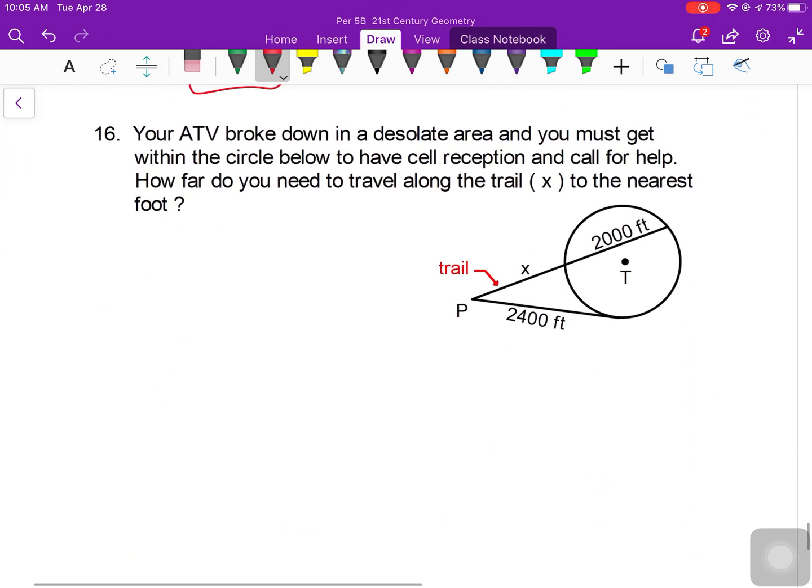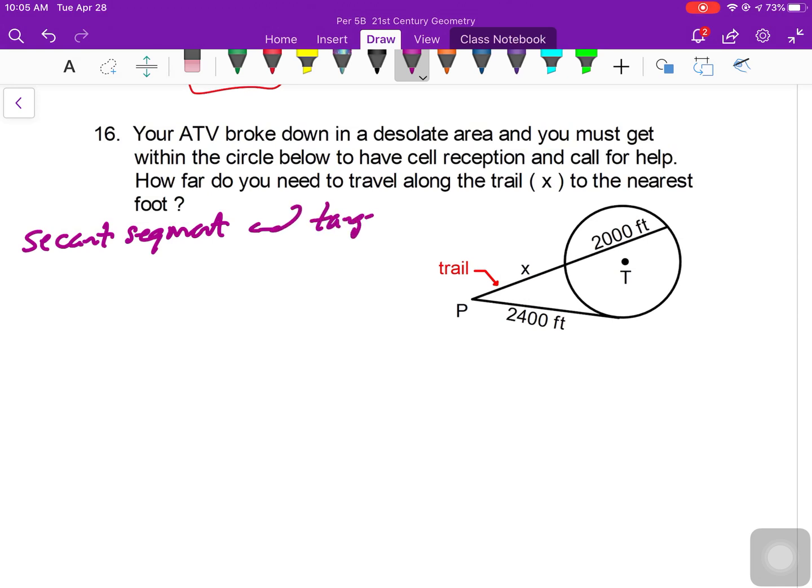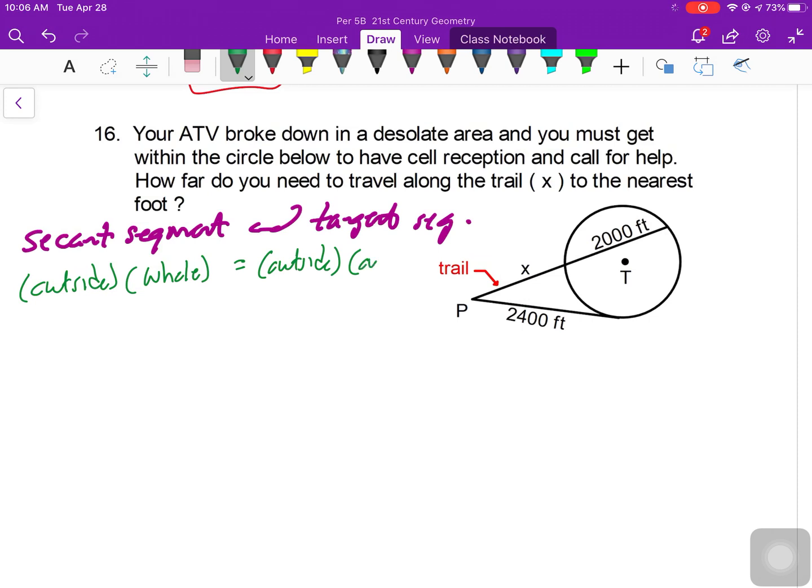Now that was a pretty involved problem. Let's do one last problem and then we'll be done for today. In this particular problem, we have a secant segment and a tangent segment. For our secant segment, we remember we take outside times whole length. And for our tangent segment, we take outside times outside.